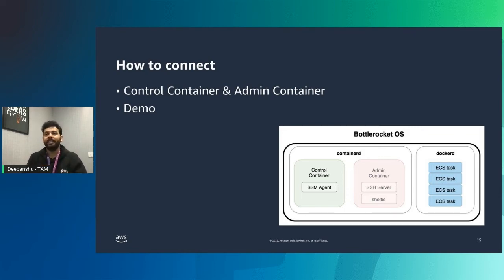Now, how do we connect? What we are going to do is go to the AWS console. From there, we take an SSM Session Manager session to the control container. From the control container, we will enable the admin container. And then from there, we can SSH using the key pair. If you have not created a key pair, then SSH cannot be done.